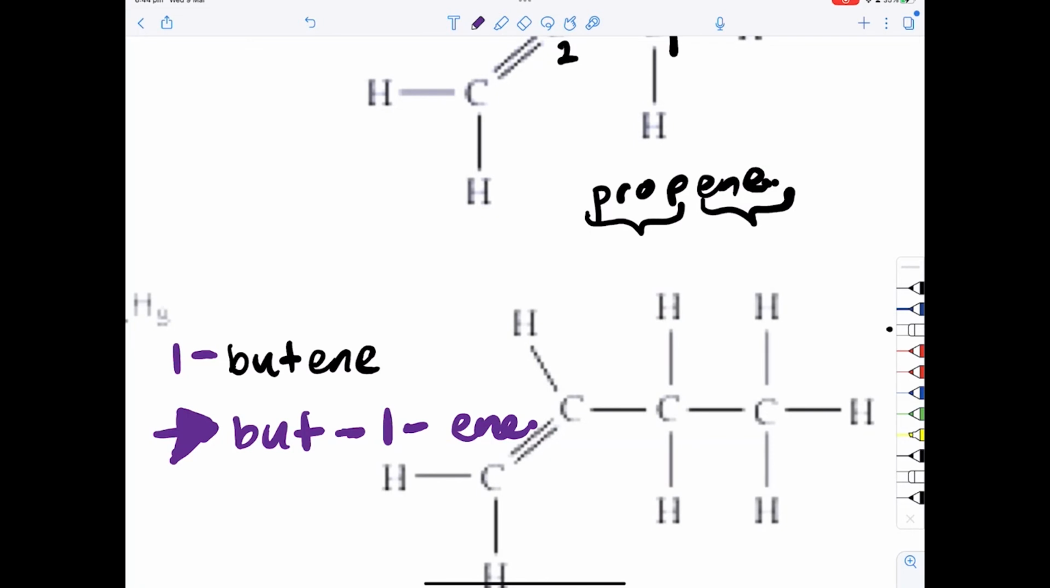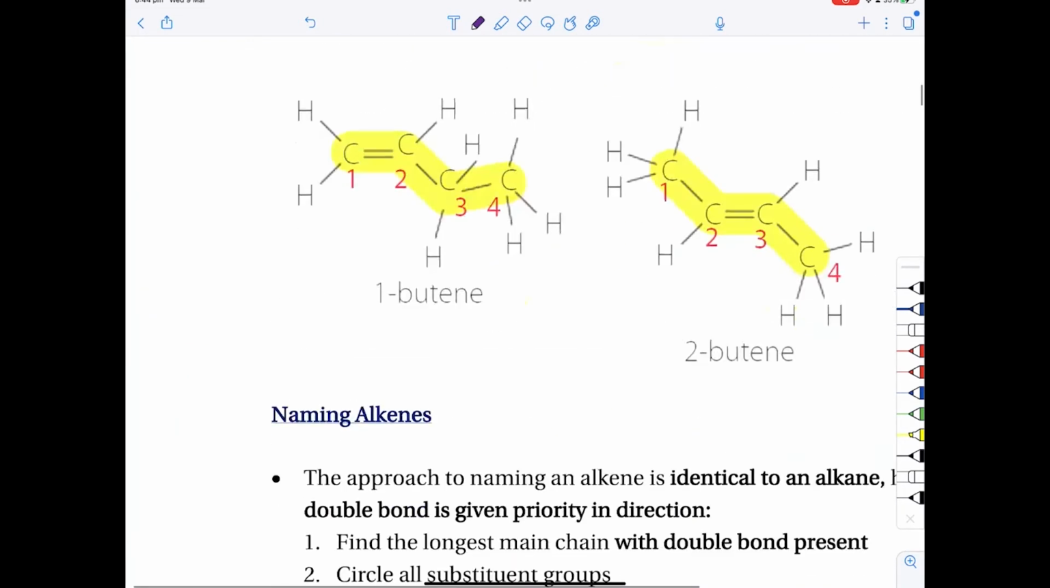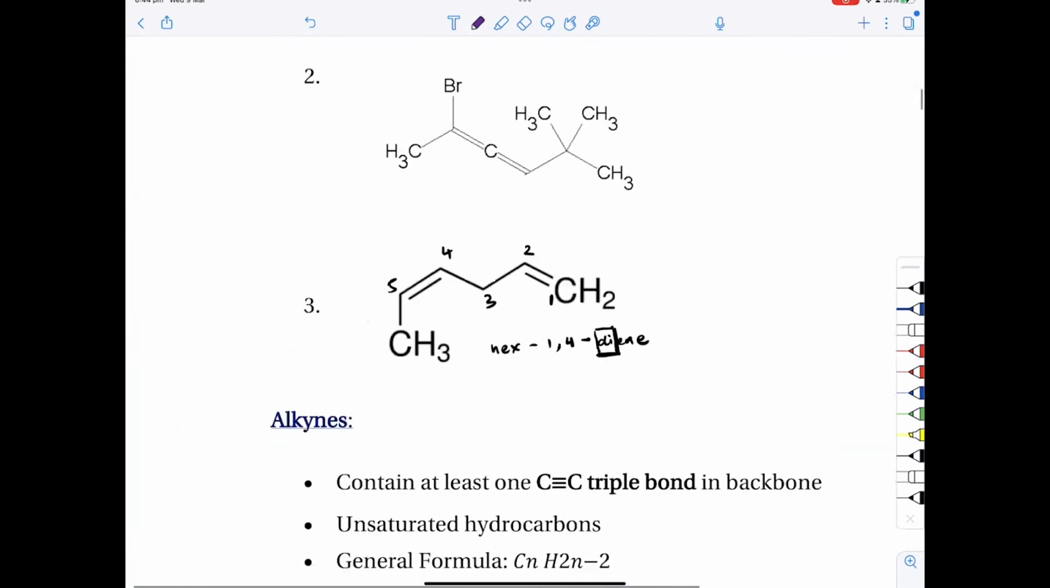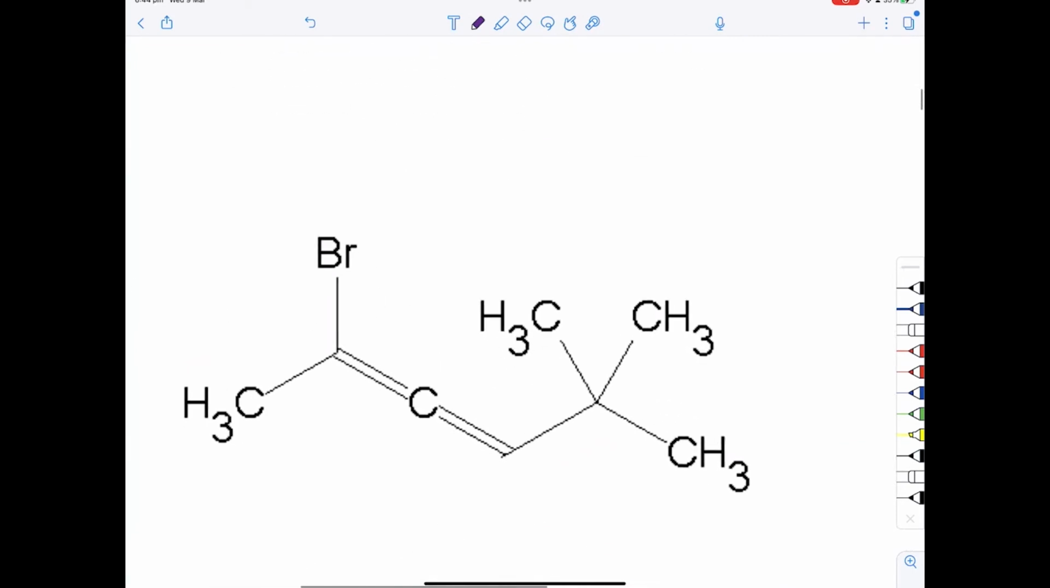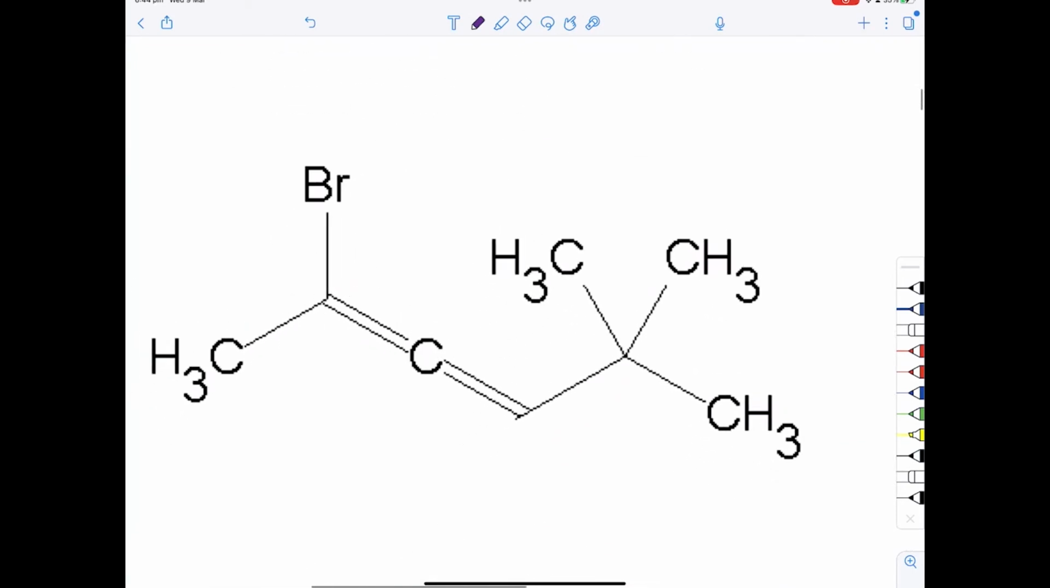Good. All right, good job. What I'll do now is throw you in the deep end. You're going to start naming harder alkenes. So how about we do this one? This is a tough one.